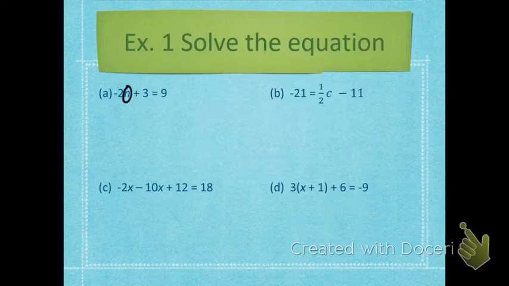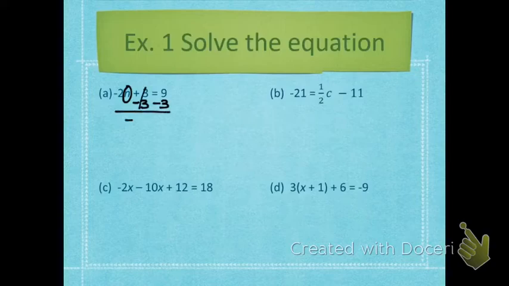How many numbers are keeping N from being alone? 2. And remember, the order in which we move them matters. If we don't move them in the right order, the answer will not come out right. So we're remembering after, so add or subtract. Which number can we move with addition or subtraction? The 3. Does everyone agree with her? Okay, so how do we move it to the other side? We subtract 3 from both sides of the equation.